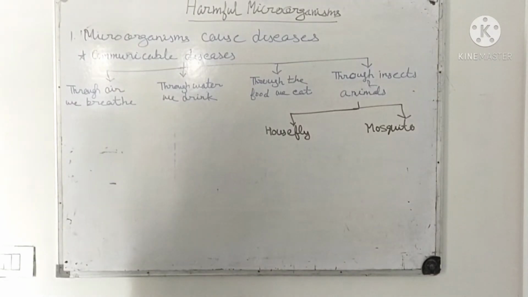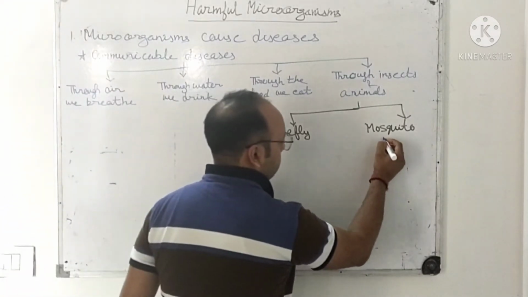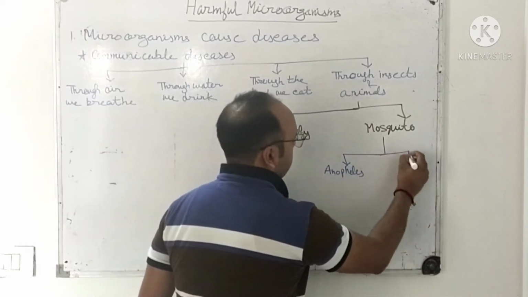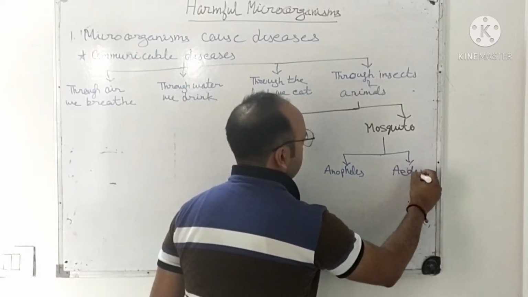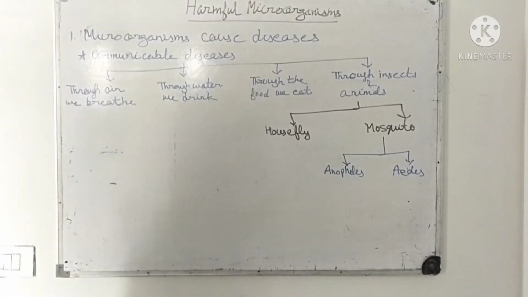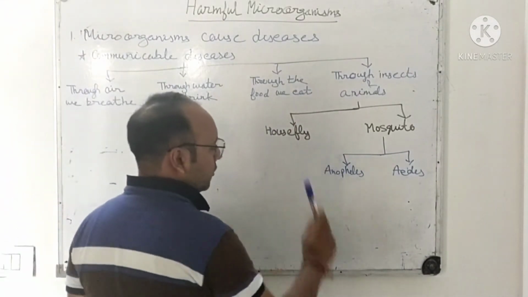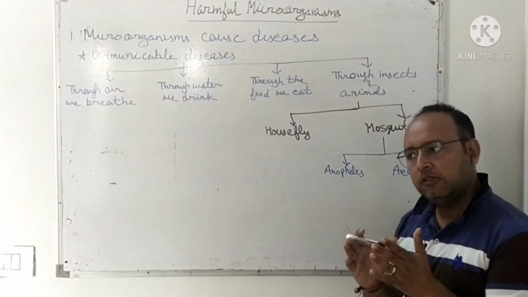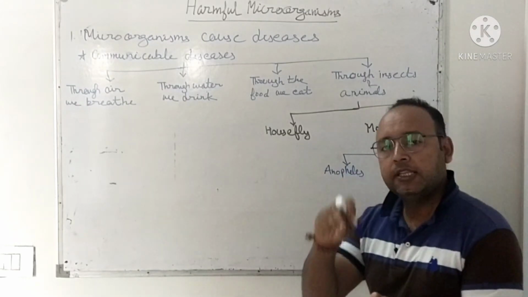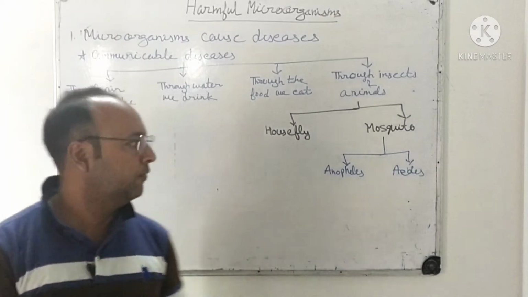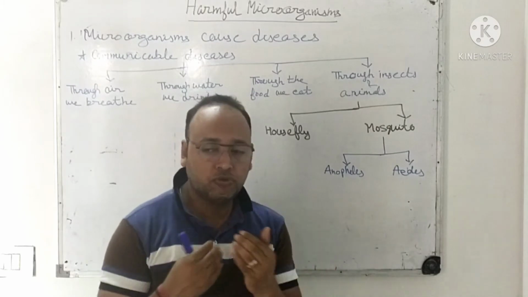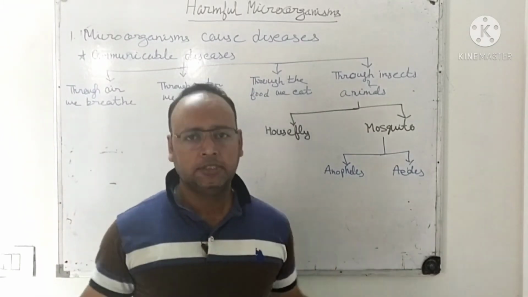Then on the other side we have the mosquito. In mosquitoes we have two, especially: one is the female Anopheles and another is Aedes. The female Anopheles is responsible for causing malaria. It transfers a parasite, Plasmodium, into the body of the person, and then the person suffers from malaria. They always reproduce in stagnant water, so we should not allow water to stand.